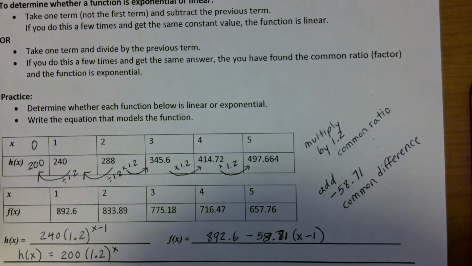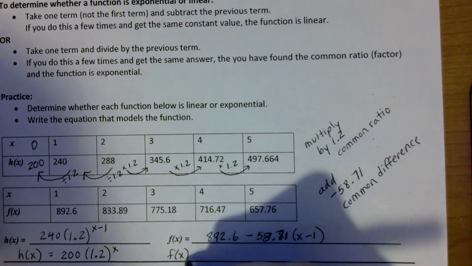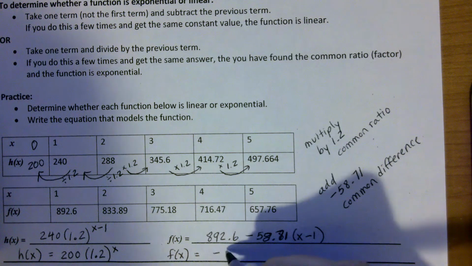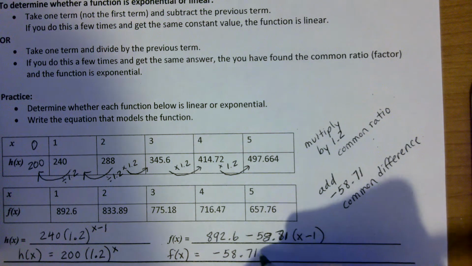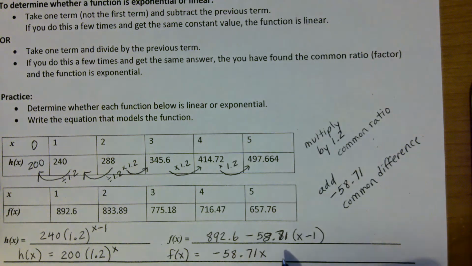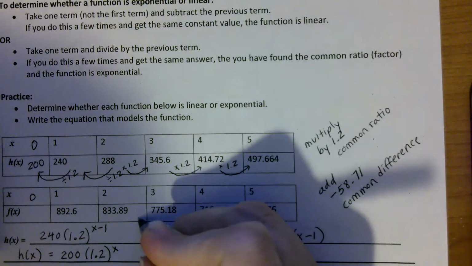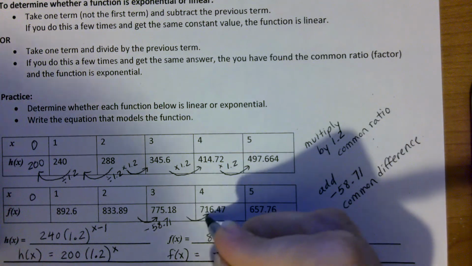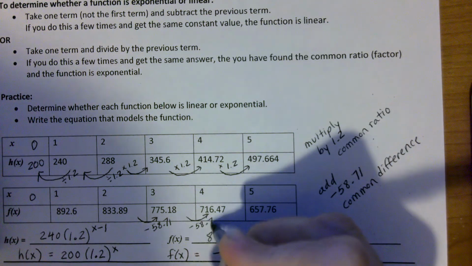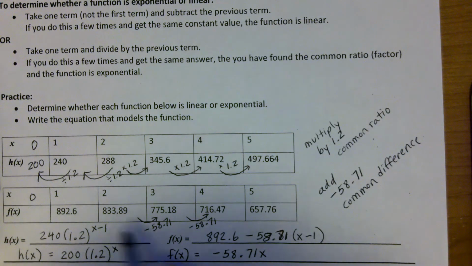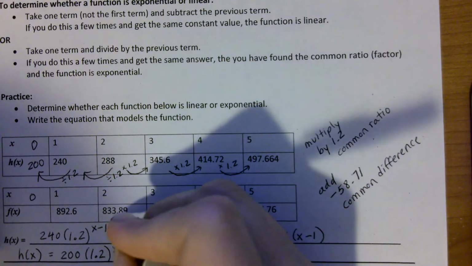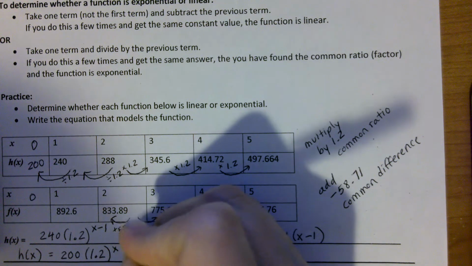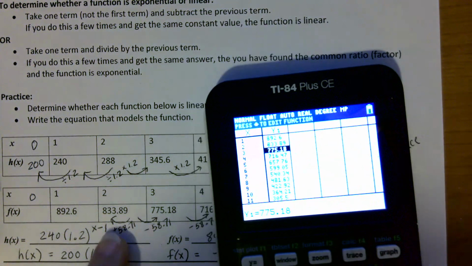Another way I could write this is in slope-intercept form. So remember, slope-intercept form, my common difference is my slope. So it's negative 58.71x. And my y-intercept is my initial term, which I do not have. But if I was going to add negative 58.71 each time to get to the next term, the opposite would be to subtract negative, which is the same as adding a positive 58.71.